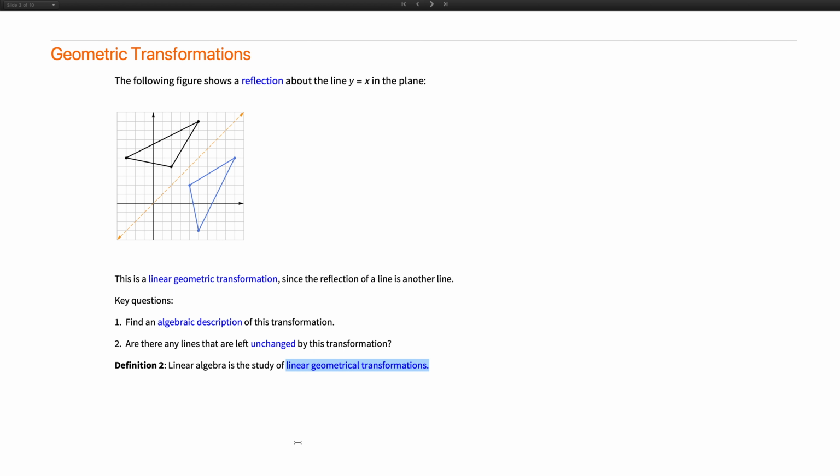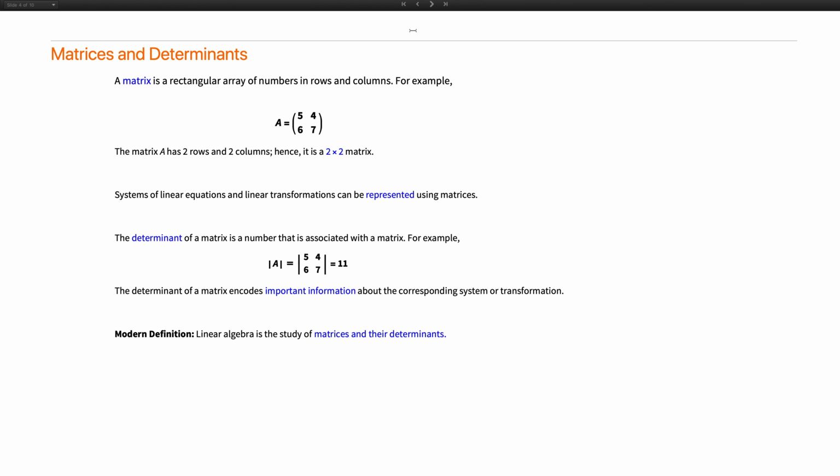But of course, there is a third viewpoint which is quite popular these days, and that's the notion of matrices and determinants. A matrix is just a rectangular array of numbers in rows and columns. So here's a matrix. It's got two rows. First row is 5, 4, second row is 6, 7, and two columns. So that's a 2 by 2 matrix. And a system of linear equations and transformations can actually be represented using matrices.